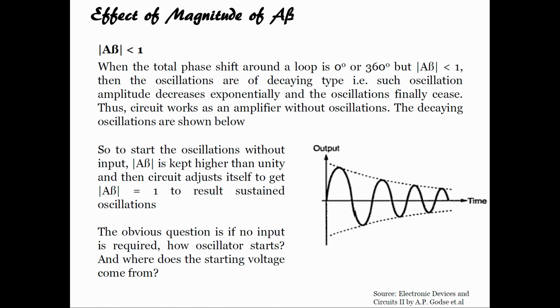Now, the question comes of how the oscillator starts. A beta is kept higher than unity, and then the circuit adjusts itself to A beta equal to 1 to result in sustained oscillations, it is okay. But the obvious question here is that in an oscillator there is no input signal required. If an input signal is not required, then how does the oscillator start and from where does the starting voltage come?